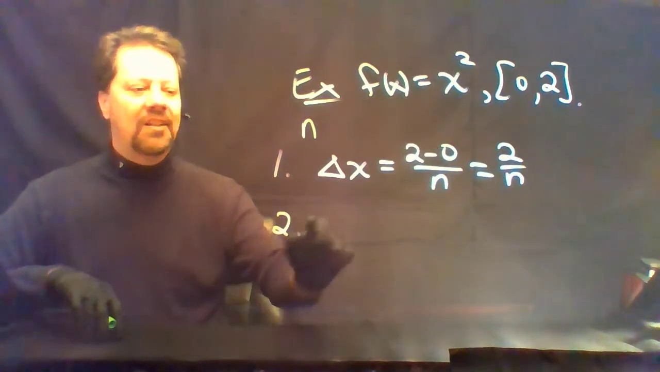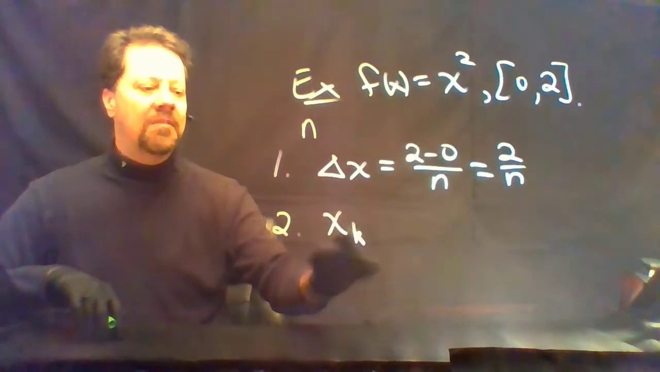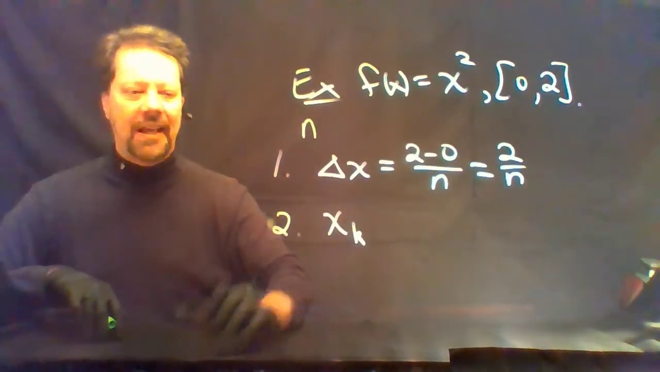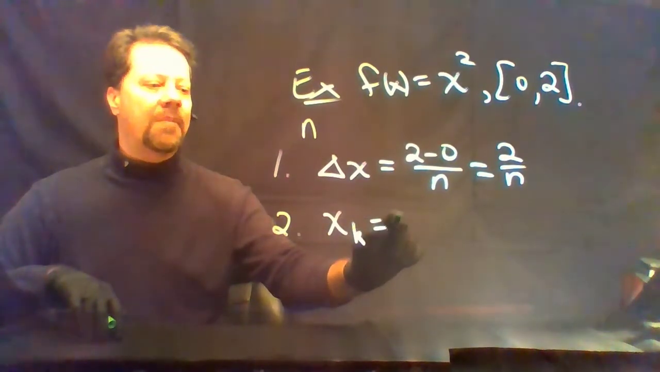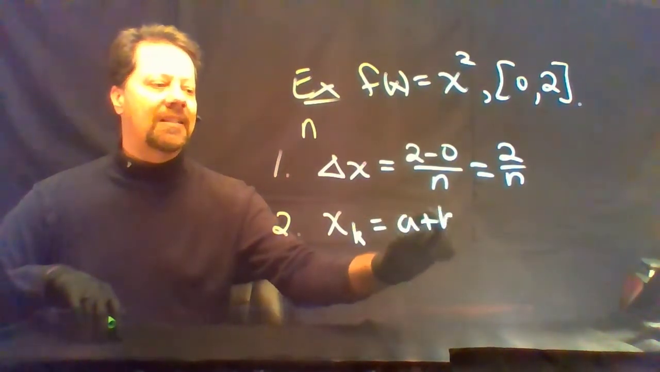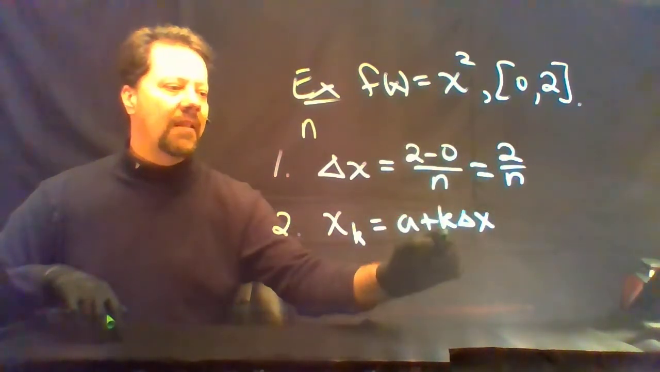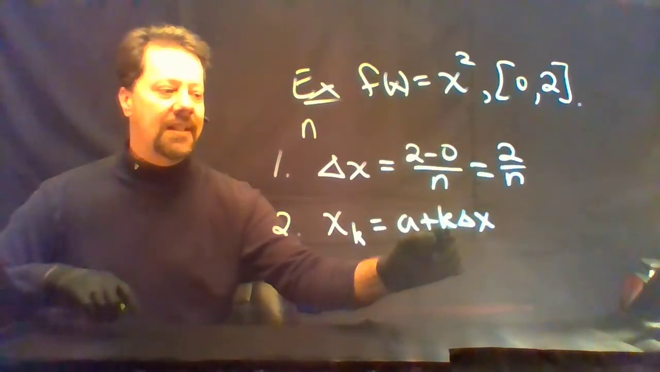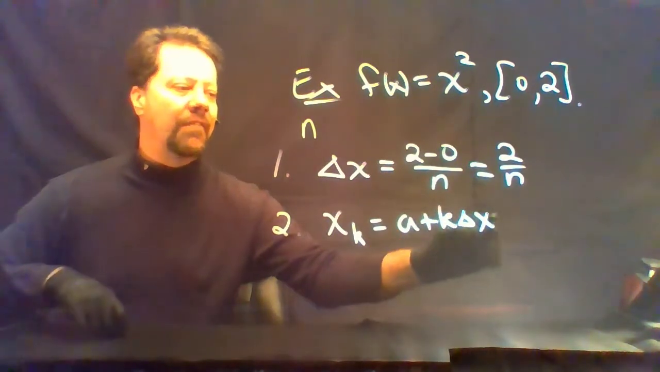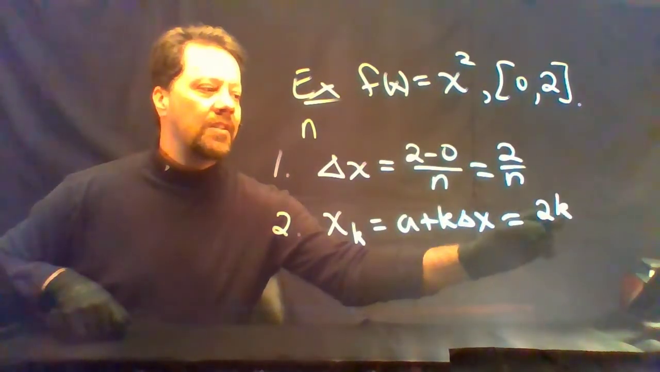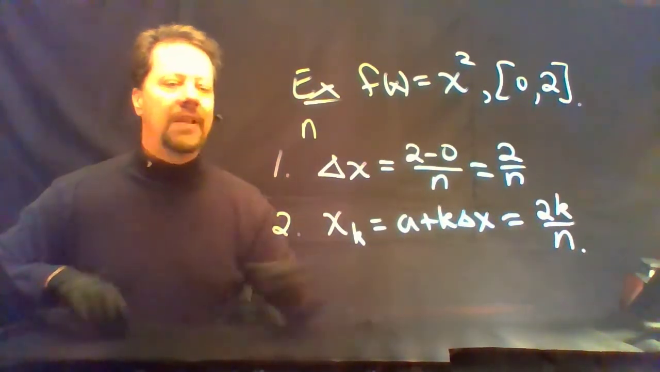Second, we need the elements of the partition, xk. The formula for that was a plus k delta x. In this case, a is 0, k is what it is, and delta x is 2 over n. So we'll end up with 2k divided by n.